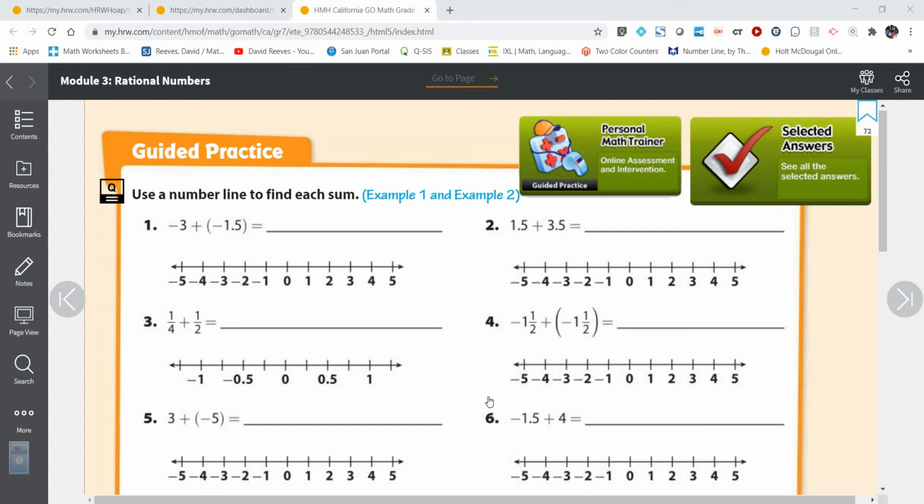Hey everybody, Mr. Reeves with you today. And today we are looking at adding and subtracting rational numbers.